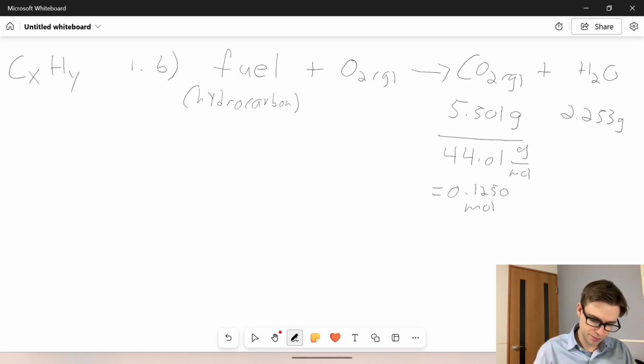Okay, what about water? 2.253 grams. Divide that by the molar mass of water. Remember, n equals m over M, little m over big M. So 2.253 grams divided by the molar mass of water, that's 16 plus 1.01 plus 1.01. This ends up being 18.02.